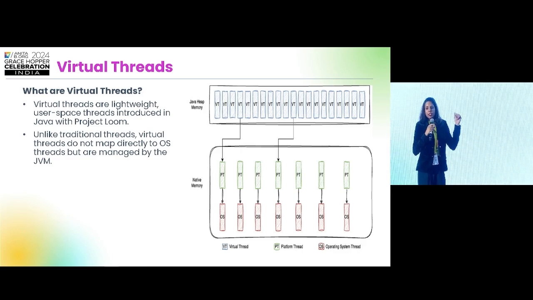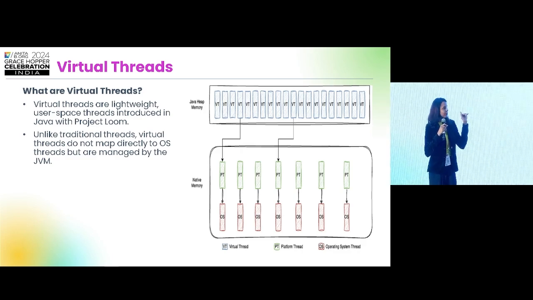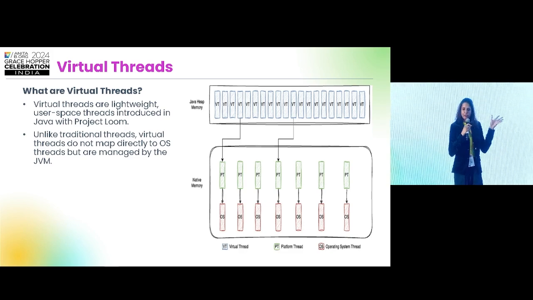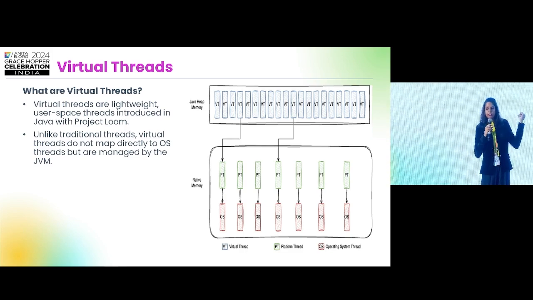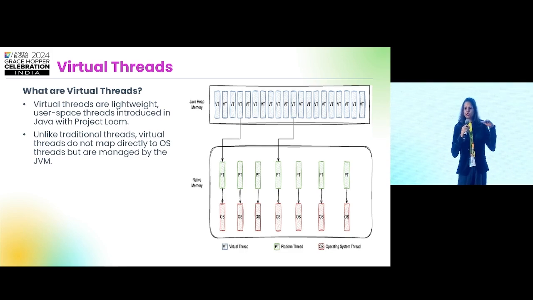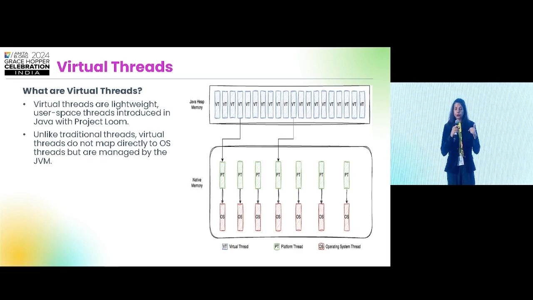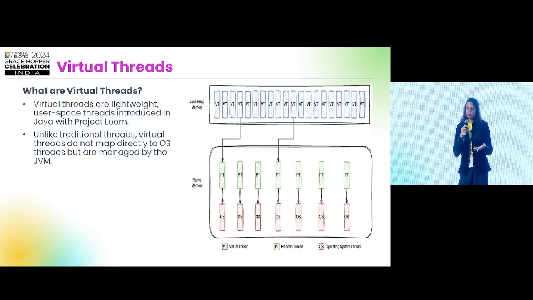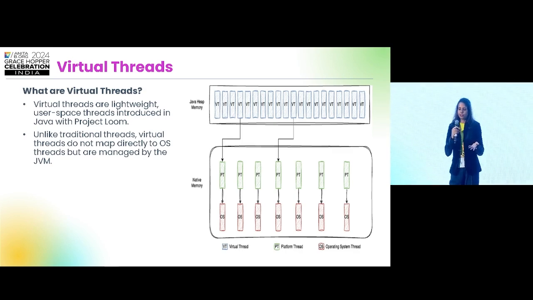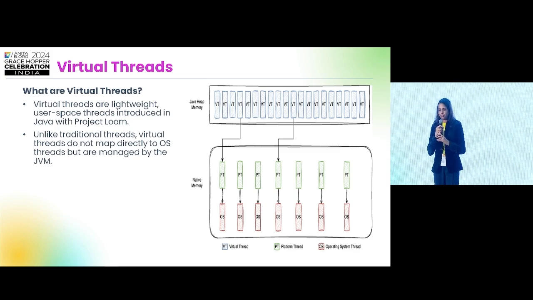So here, the virtual threads are mapped to a fewer number of platform threads, whereas in the previous traditional threads, there was one-on-one mapping. So this gives a very huge advantage to virtual threads and helps build modern applications that use thousands of threads, like microservices.